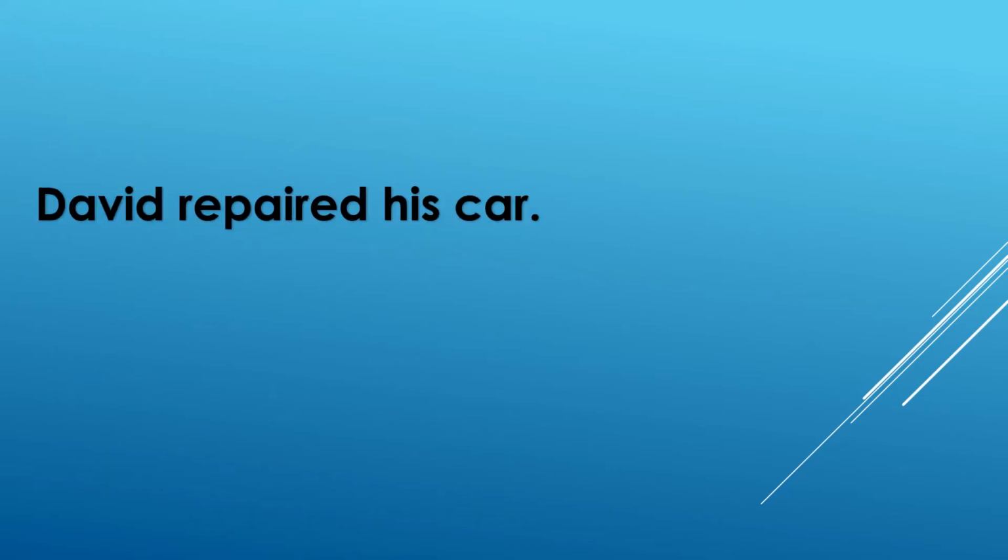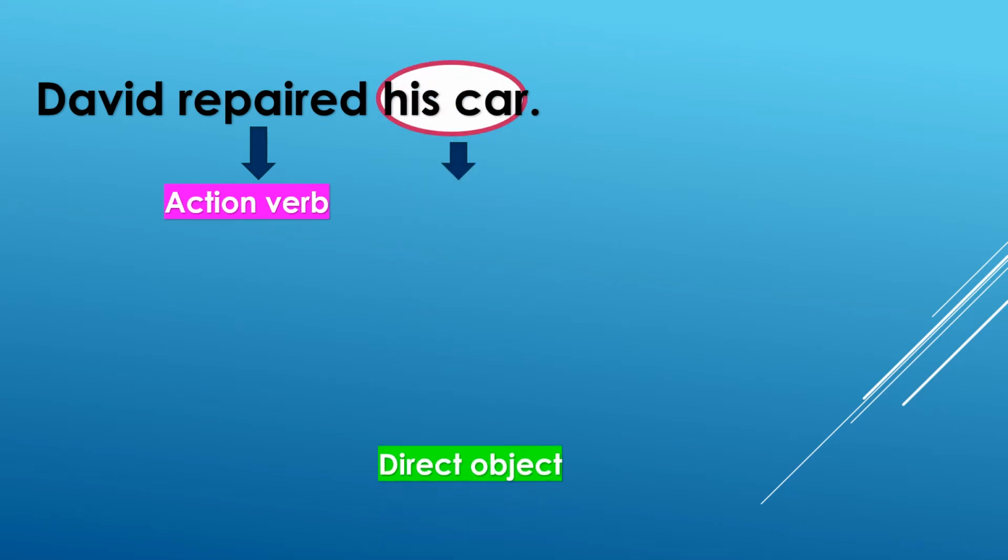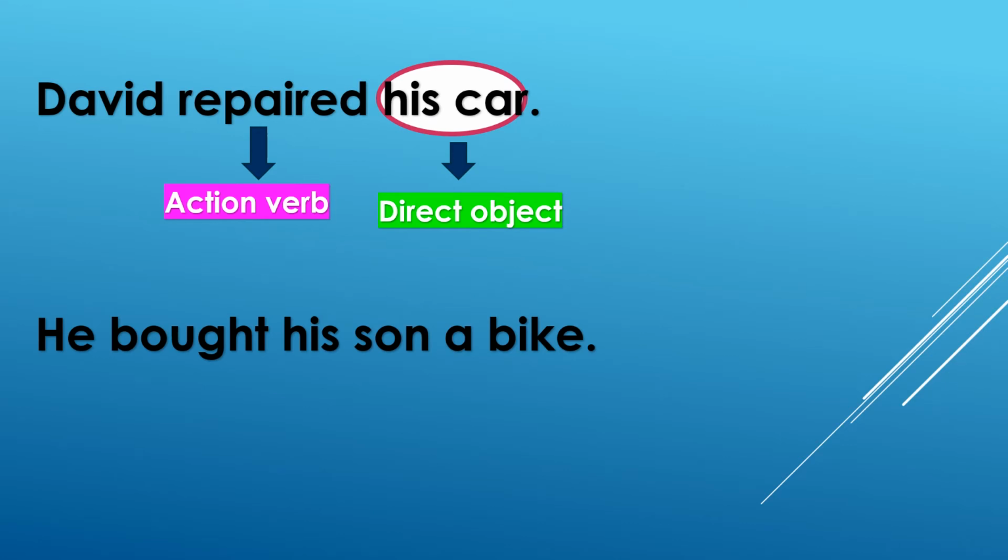Okay, other examples. Number 1. David repaired his car. David here is the subject and repaired here is the action verb. Okay, what did David repair? He repaired his car. So his car here is the direct object because I answered the question, what did David repair? Another one. He bought his son a bike.